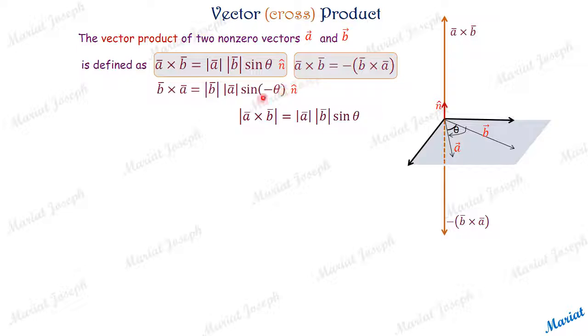Now, as I mentioned already, the magnitude of this A cross B is the magnitude of A into the magnitude of B into sine theta, the length from here to here. This n cap is here only to mention in which direction it should go.